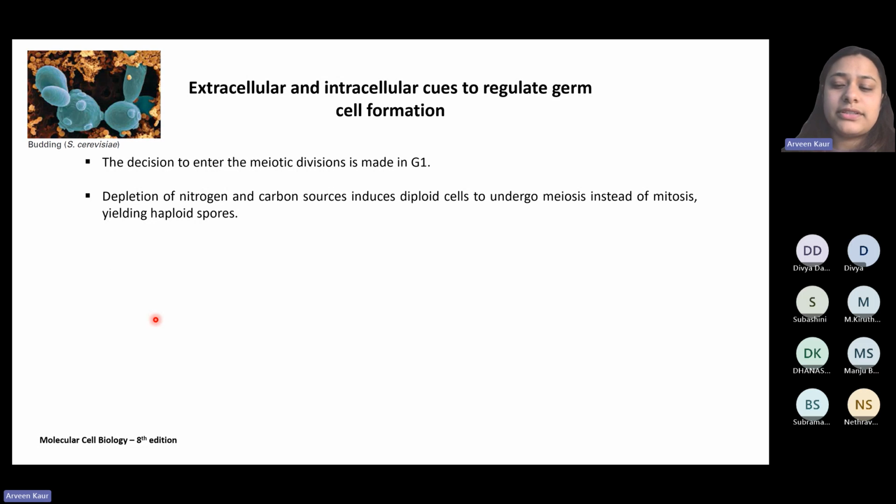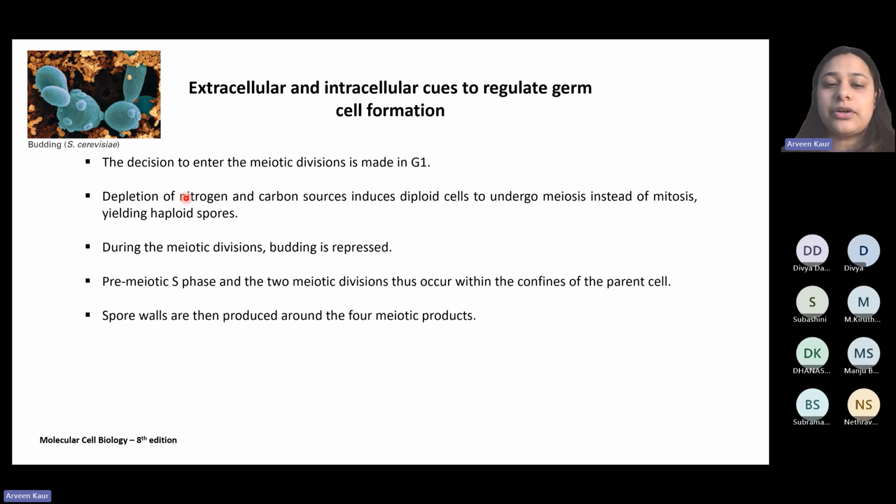Okay. After this, what will happen is during the meiotic divisions, the budding is repressed. So while meiotic division is taking place, there will be a repression of the budding that was going on, right? Because right now all the energy needs to be put on and navigated for this meiosis to occur correctly, right? So four haploid cells have to be formed. Right now, the time for mitosis or budding to occur is not there, right?